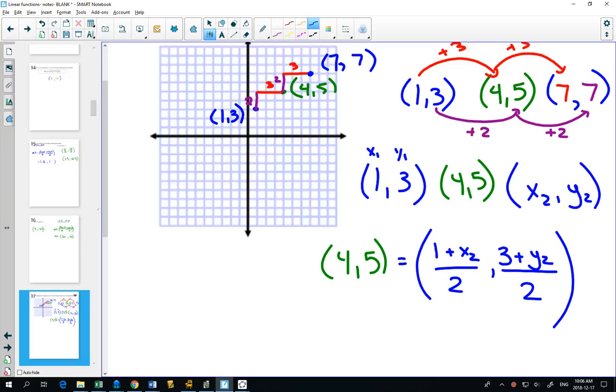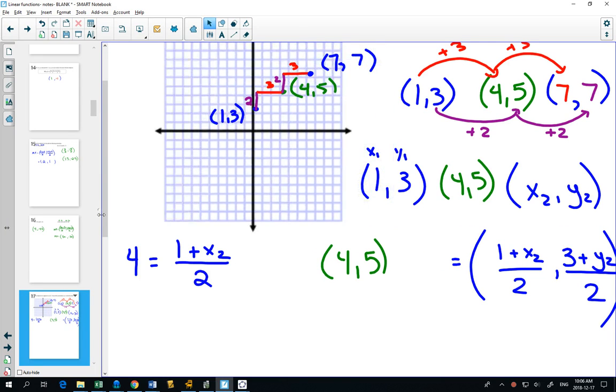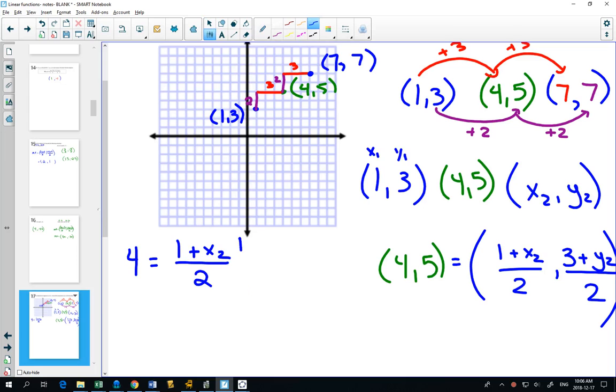Now, in the formula, you have two different components that are separated. You know that the 4 has to equal 1 plus x2 divided by 2. And you know that the 5 has to equal 3 plus y2 divided by 2.